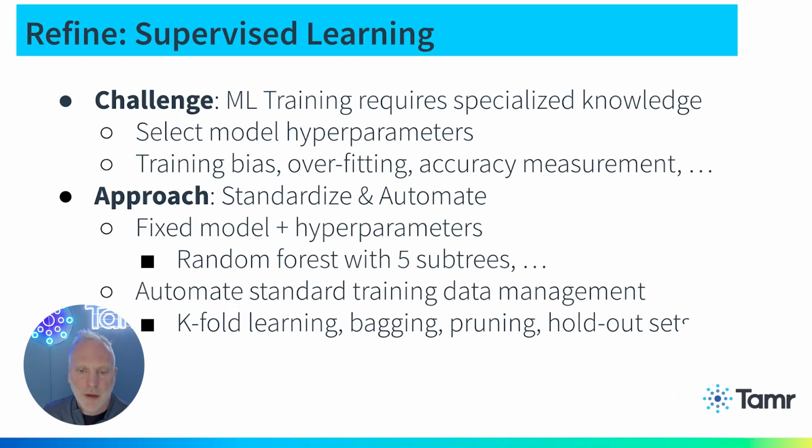Rather than paying to train somebody or bring in an expert who is able to pick all of these things, we observe that we are in a relatively fixed domain. We're doing entity resolution for a single kind of entity. These are people, these are organizations, these are products. So we choose a fixed model. And that fixed model is embedded within the platform. It's a random forest with 5 subtrees. We've chosen all of the hyperparameters.